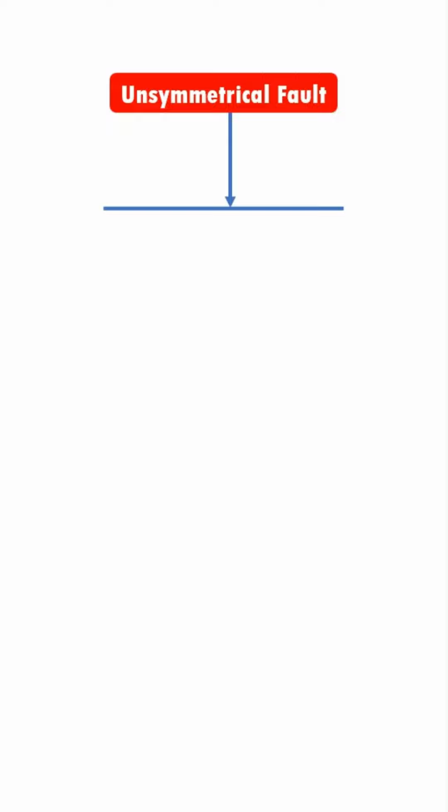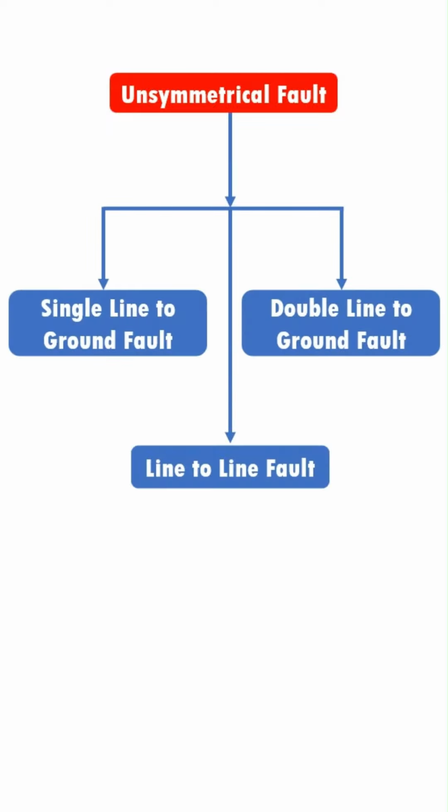The unsymmetrical fault gives rise to unsymmetrical current. An unsymmetrical fault involves one or two phases, and therefore it is mainly classified into three types: single line to ground fault, line to line fault, and double line to ground fault. The unsymmetrical fault is the most common type of fault that occurs in the power system.